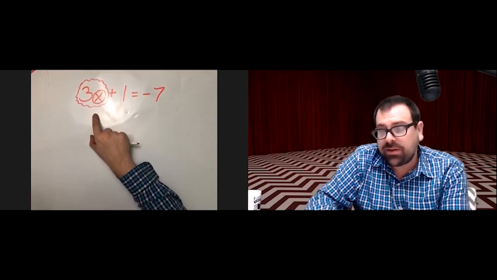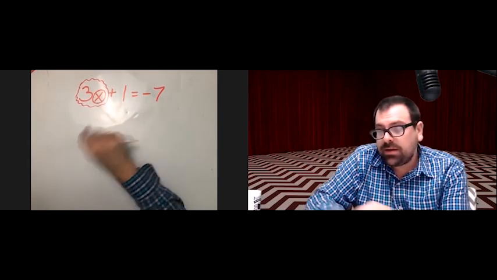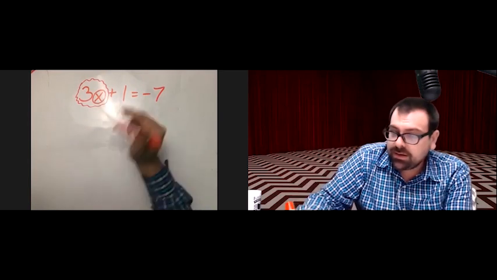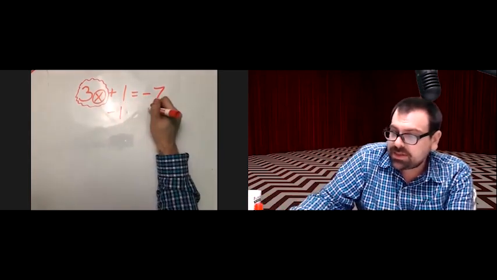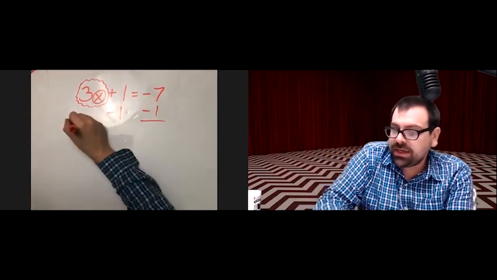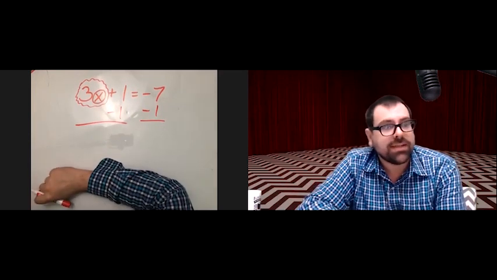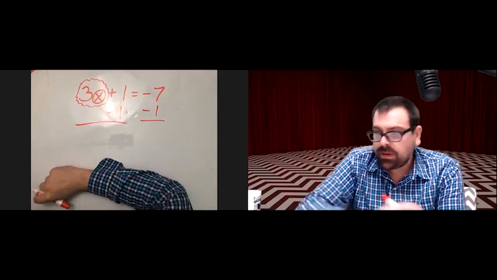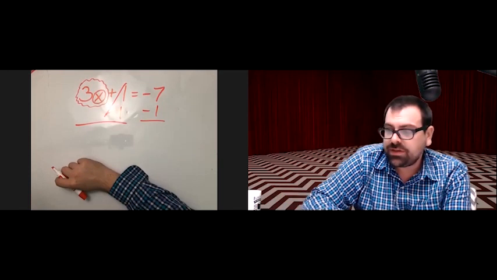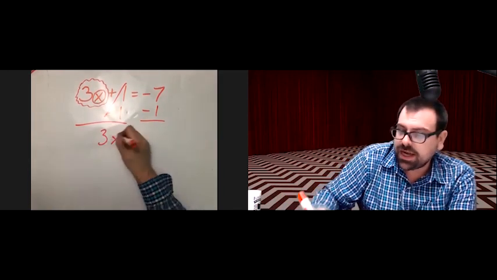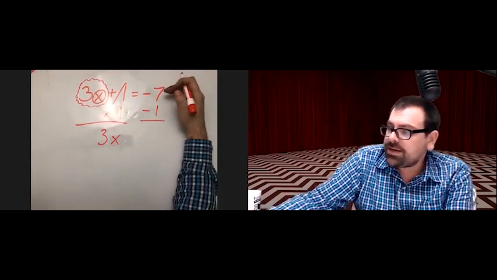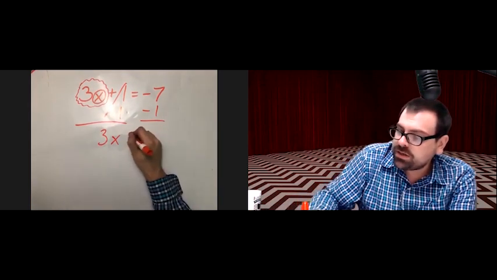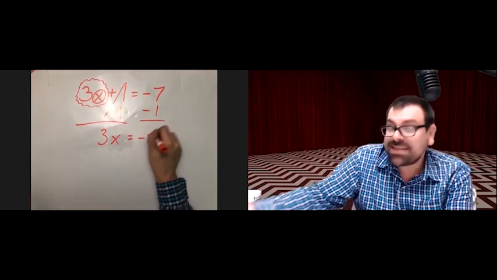So what's happening to the 3x? 1 is being added. We're going to do the opposite. 1 should be subtracted. Cancels on the left, just leaves us with the 3x. On the right, -7 minus 1 is -8.